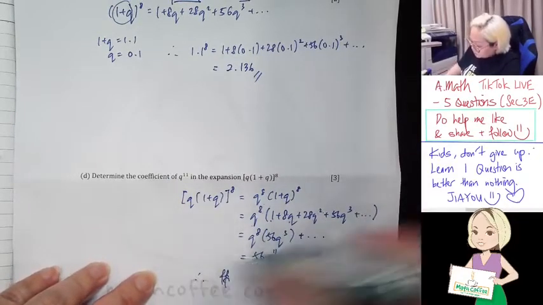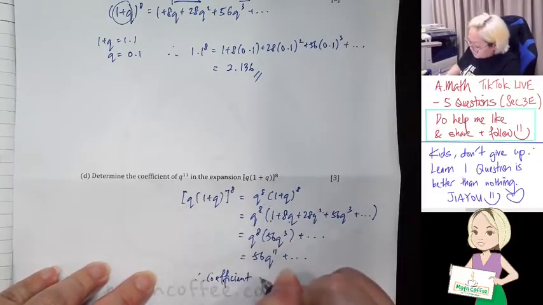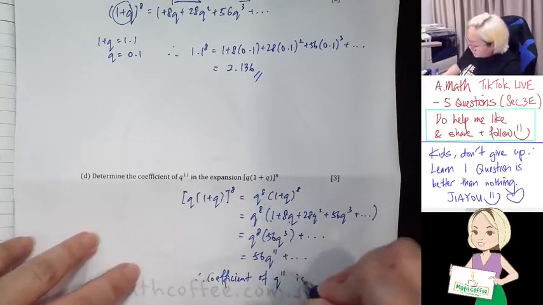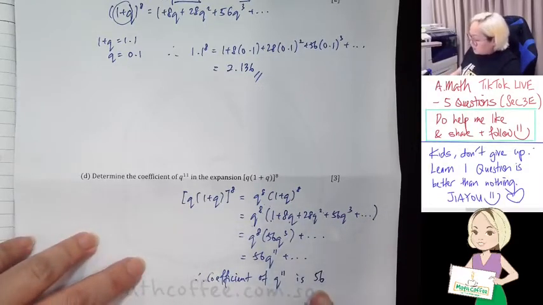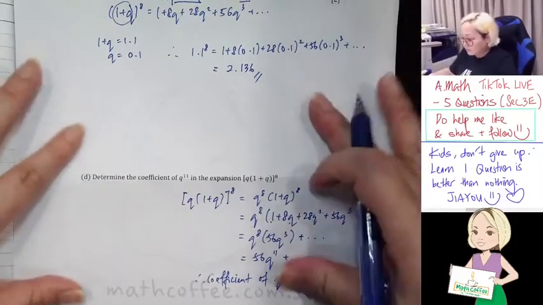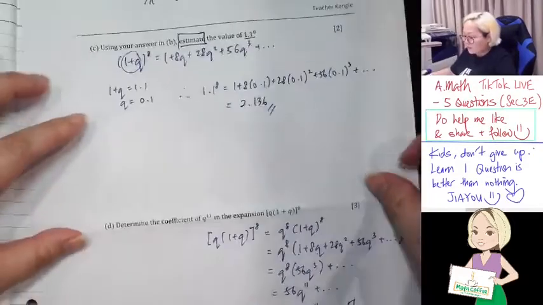So therefore the coefficient of q to the power of 11 is 56. Please take note, it's only the number in front of it. You cannot just write the whole thing. So, done. This is A-Math Binomial Theorem.